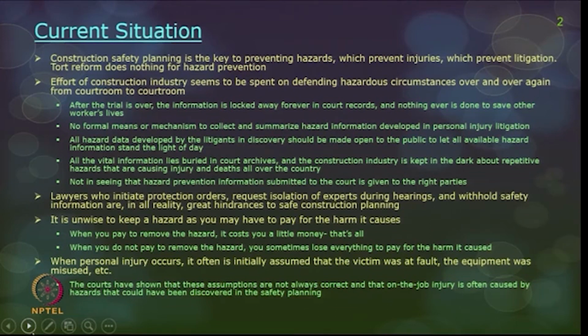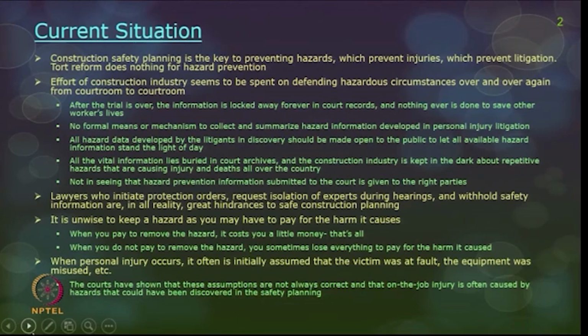So, there is no formal means or mechanism to collect and summarize the hazard information developed in personal injury litigation. Okay. So, a complete database may not be obtained, but even an exhaustive database that has been collected is not opened up for the public. All hazard data developed by the litigants in discovery should be made open to the public, to let all available hazard information stand the light of day. So, the vital information lies buried in court archives, and the construction industry is kept in the dark, with repetitive accidents and hazards repeating in the construction industry.